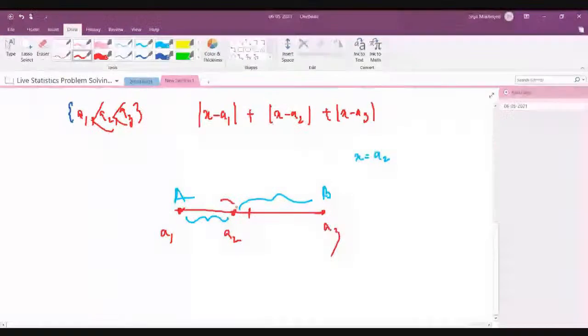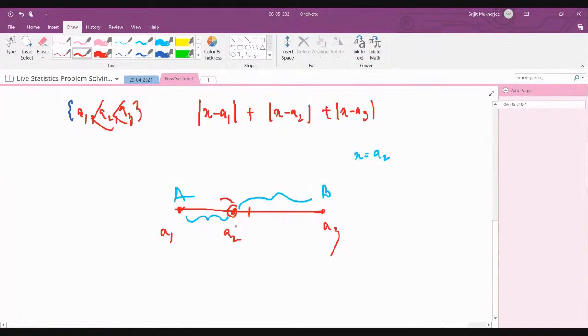So it's sort of around a2 that the minimum is happening. So if we can show the rest of the points on the scale, it is actually greater than that point, then it's done, right? It's done.